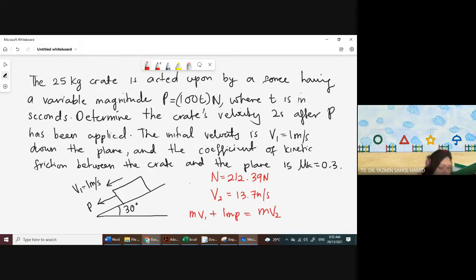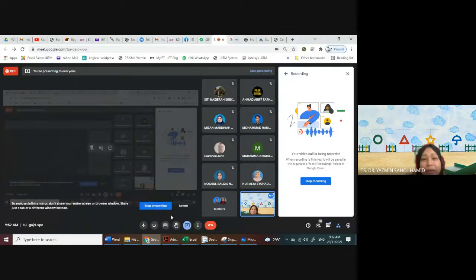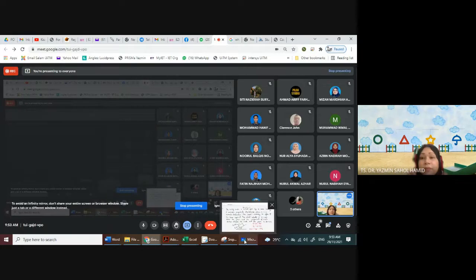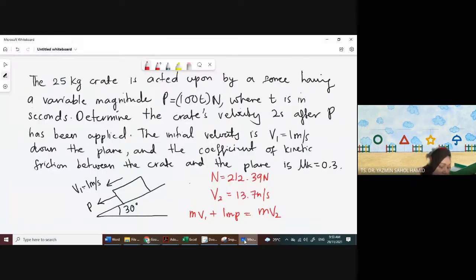Seriusnya? Bukalah kamera biar saya tengok you all muka tengah menjawab test. Kan? Anggap macam test. Alia Syuhada, ya, tengah buat ke? Tengah buat.